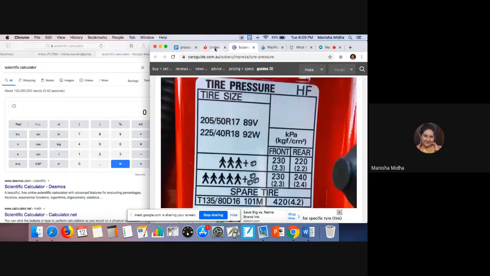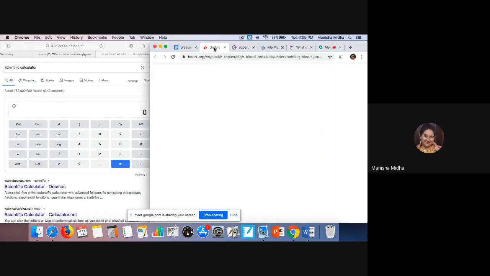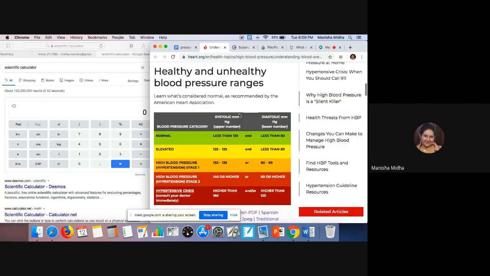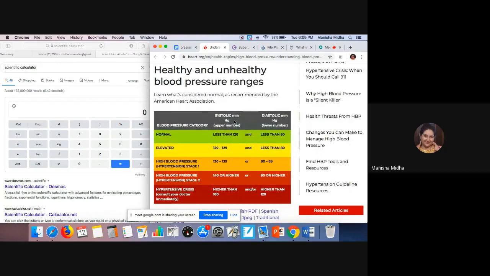Okay, so pressure is very important for the tires. Then you have also heard about the blood pressure. So look at the units, focus on the units. This is the normal blood pressure, which is less than 120, the upper value, which is in mmHg, which is millimeters of mercury. Hg is the element on the periodic table, also known as mercury. And the lower value of the blood pressure is 80 mmHg, which is a normal value.